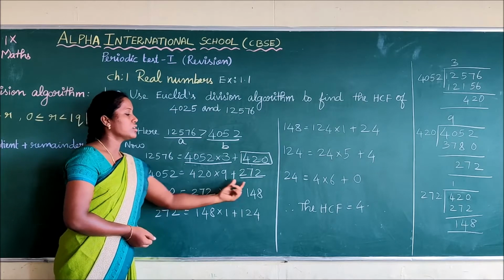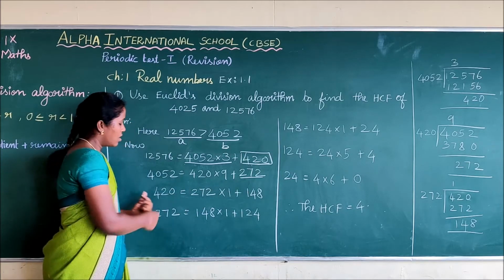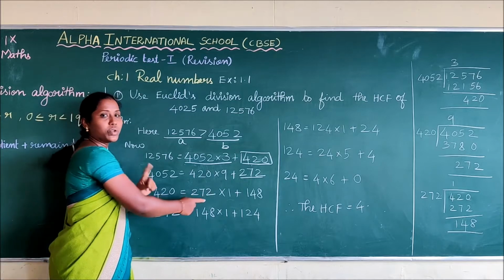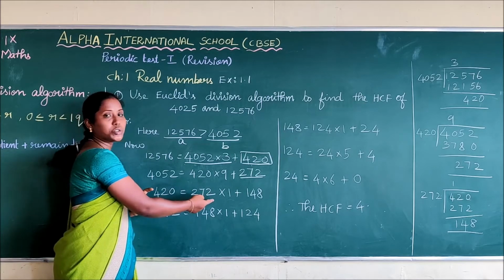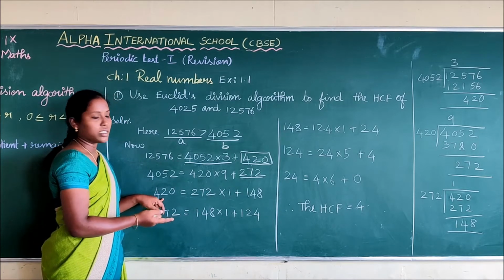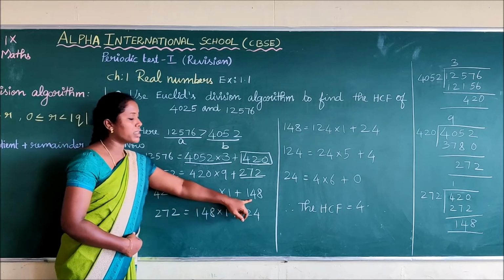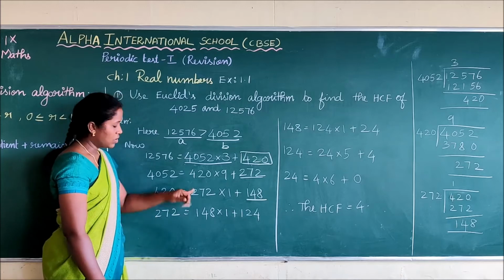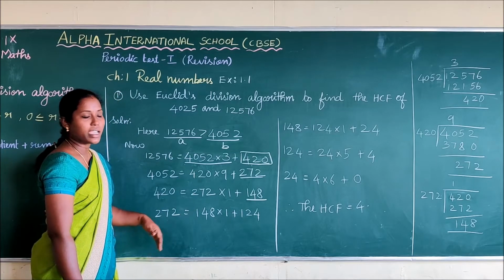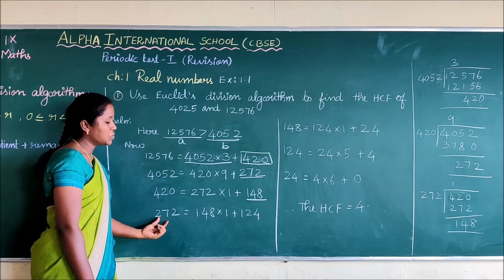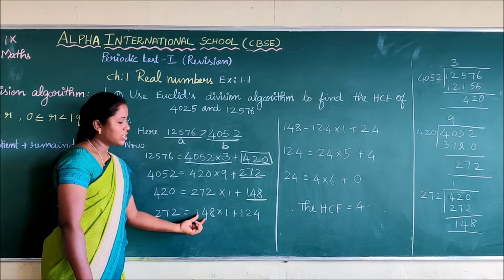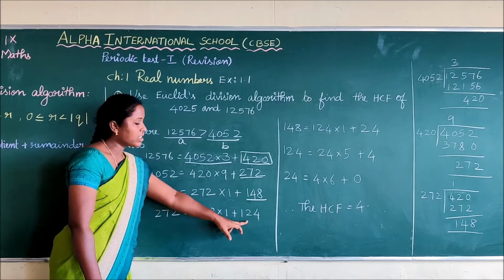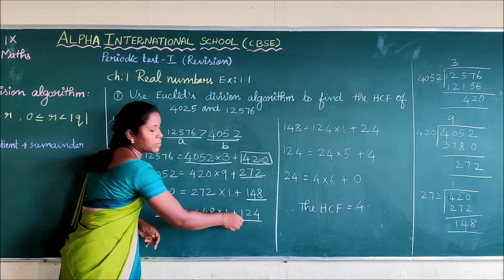So 420 should be divided by 272. 420 is equal to 272 into 1 time. If you multiply by 2 times, it exceeds 420, so 1 time only. So what is the remainder? 148. Again the remainder is not equal to 0, so the process is repeated. 272 equals 148 into 1 time. Again the remainder 124, the remainder is not equal to 0.